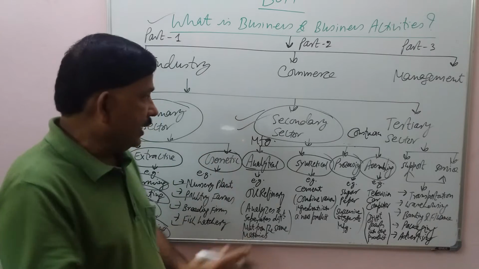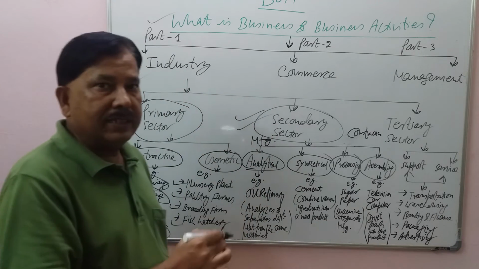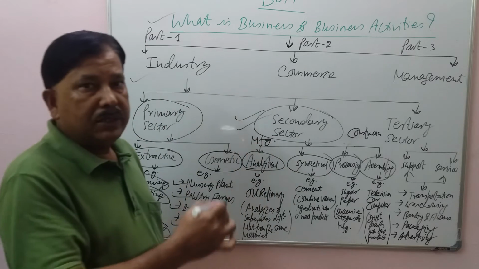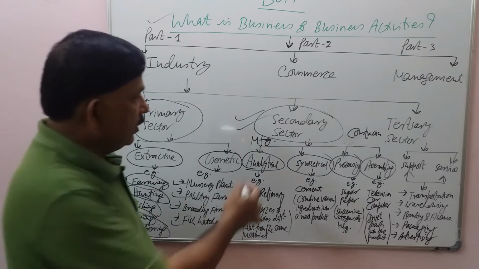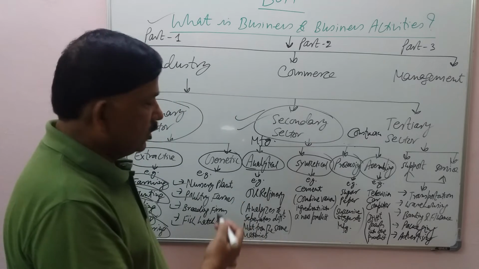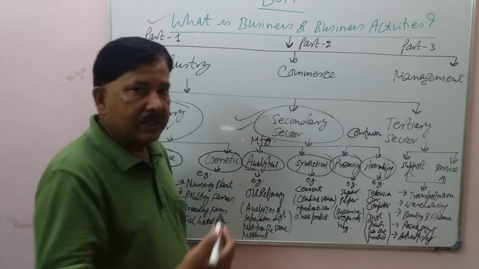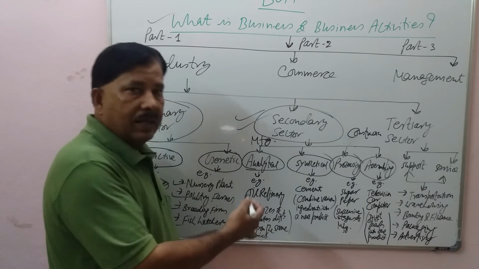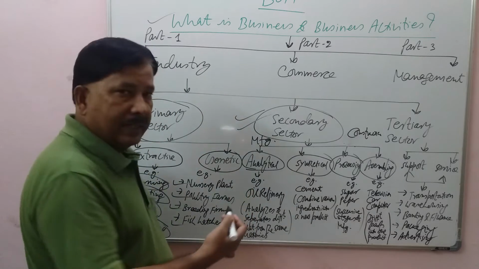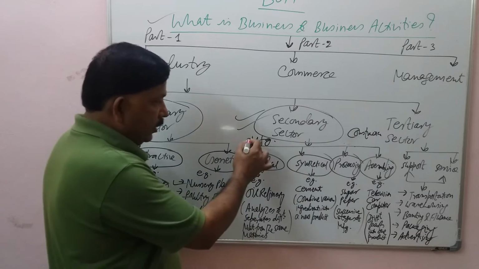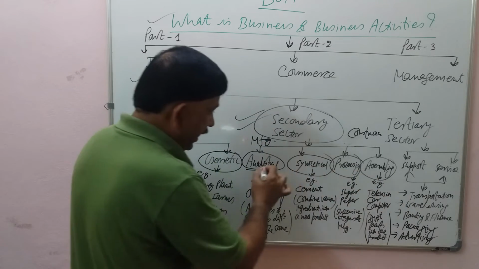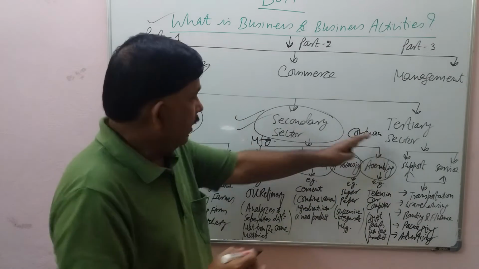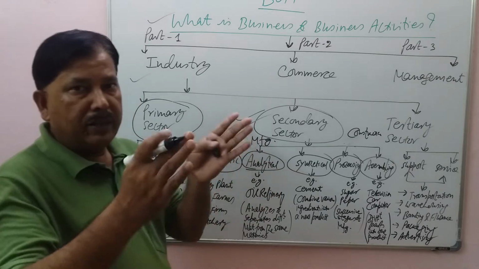Again, I will repeat, the secondary sector is the most important sector all over the world. Because of this, 80% of social resources are coming from this sector only. But unfortunately, in India, we are not able to fetch more money out of that. But for your exam purpose, you are supposed to know that under the manufacturing part, four parts are there: analytical, synthetical, processing, assembling. Construction is separate, okay? The secondary sector has been divided into manufacturing and construction.